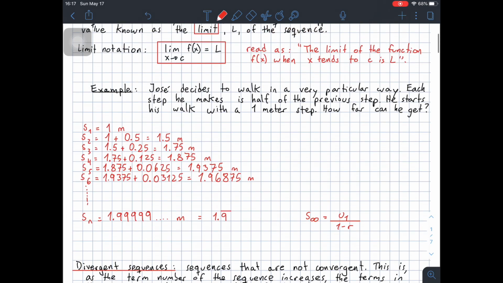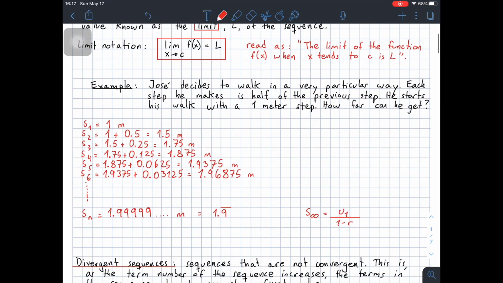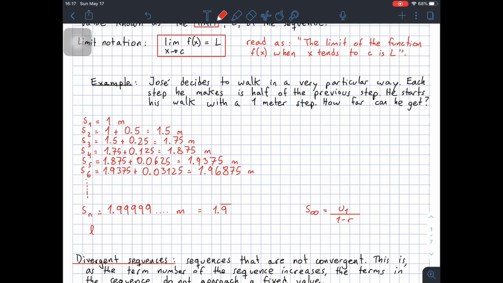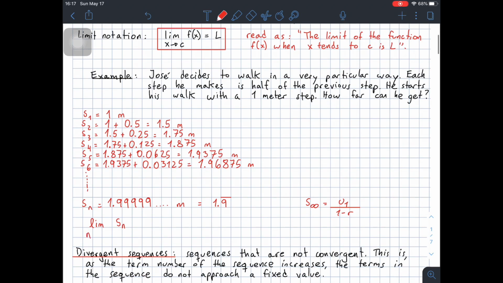If we use limit notation to express this, we would say that the limit of our function, which is in this case the sum of all of the terms, when n tends to infinity, that is, when I keep on increasing this up to infinity, is equal to 2, right?